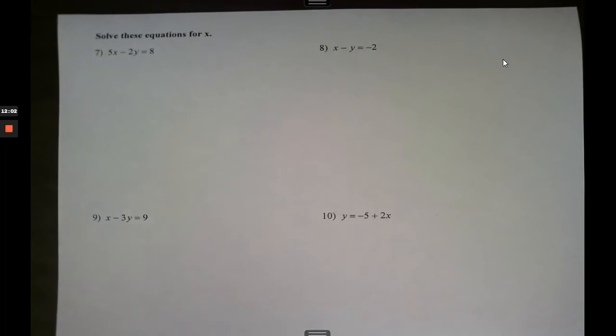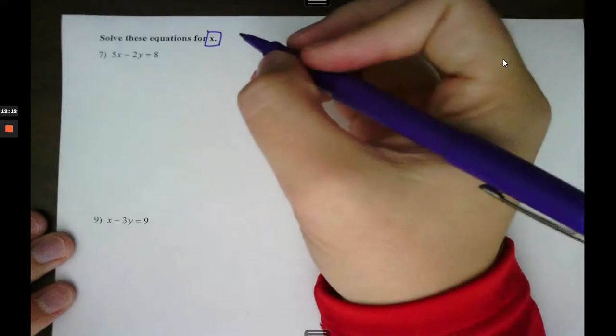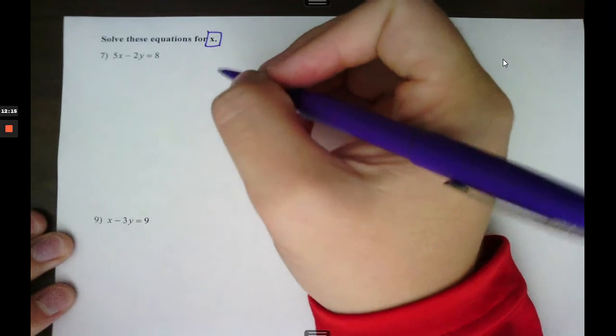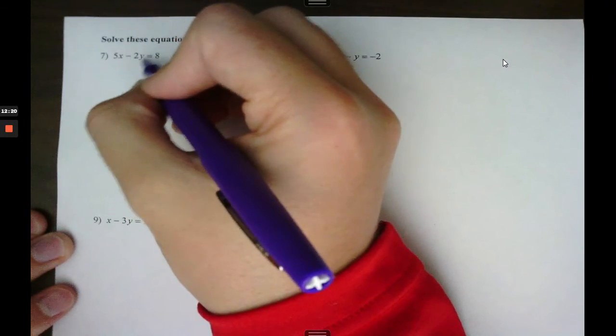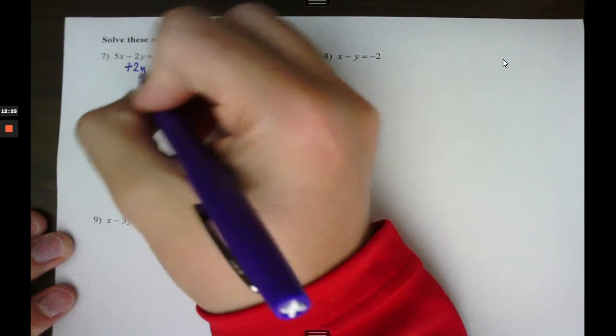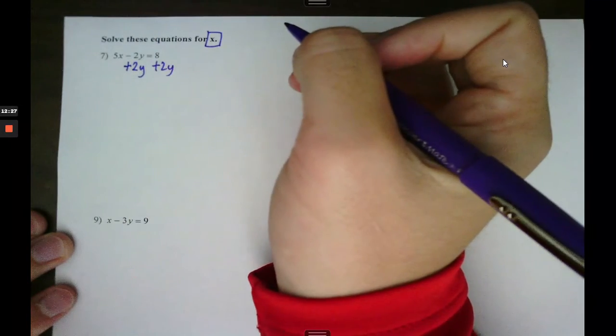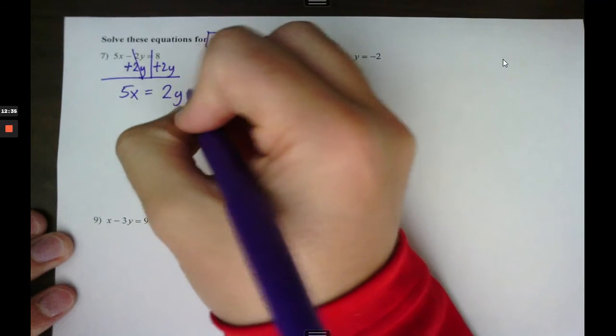And the first thing I want to point out is that there is a direction change at the top here. There it is. In these problems, we are going to be solving for x, not y. All that does is it changes the order that we move things around in. If I want to get x on a side by itself, then I don't need to move x. I need to move the other term, the term that contains the y. So for this first problem, number 7, we would add 2y to both sides. Okay? And that's going to give me 5x equals 2y plus 8.